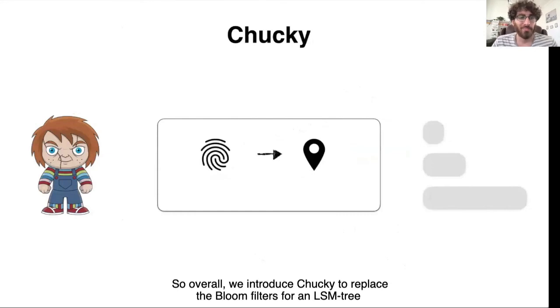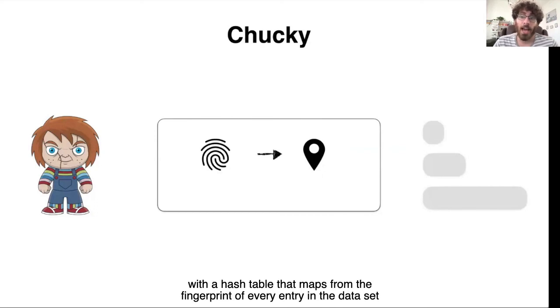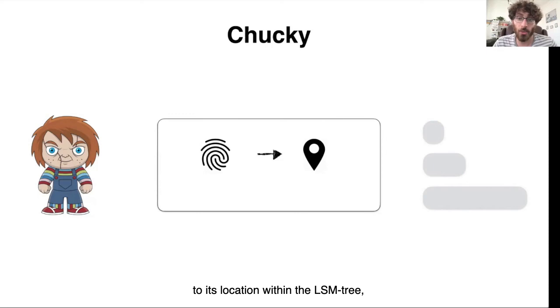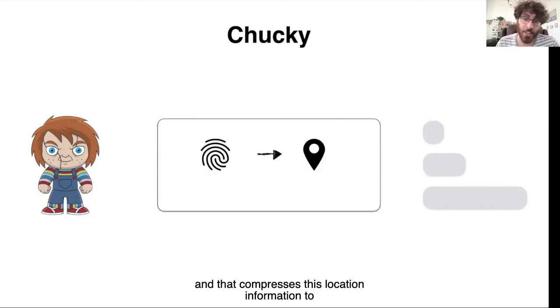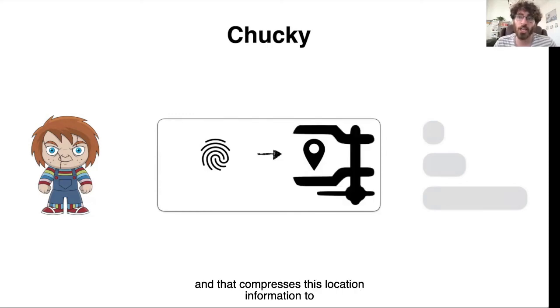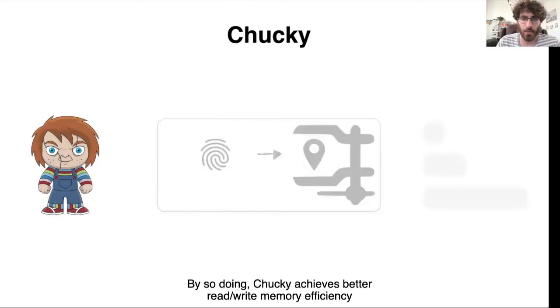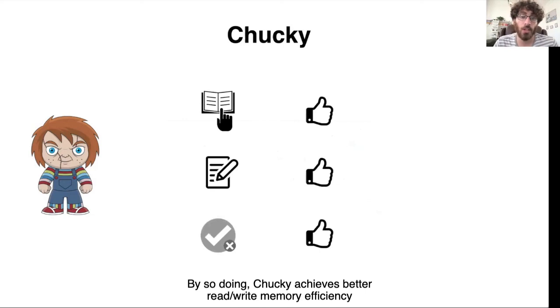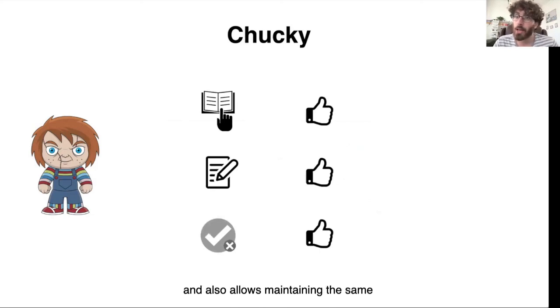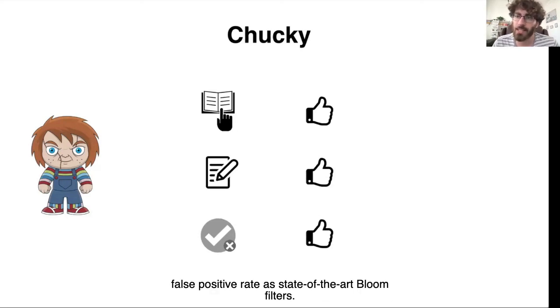So overall, we introduced Chucky to replace the Bloom filters for an LSM tree with a hash table that maps from the fingerprint of every entry in the dataset to its location within the LSM tree, and that compresses this location information to keep the false positive rate and the memory requirement modest. By so doing, Chucky achieves better read-write memory efficiency and also allows maintaining the same false positive rate as state-of-the-art Bloom filters.